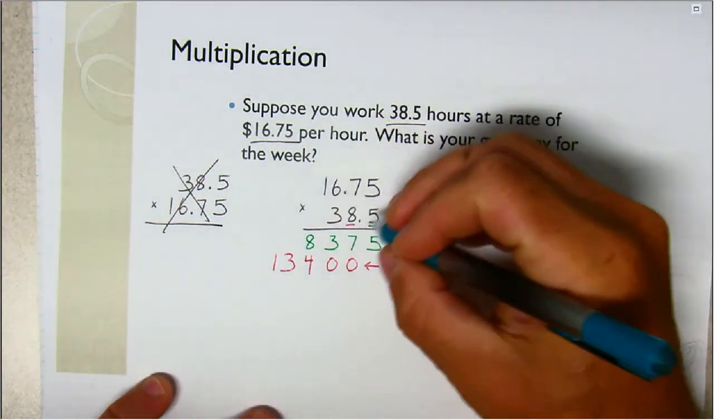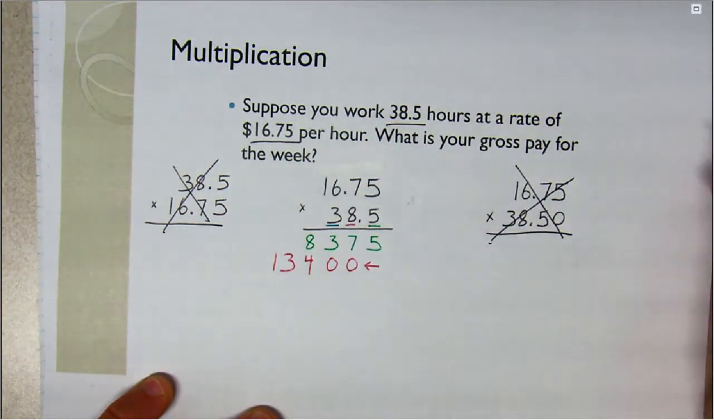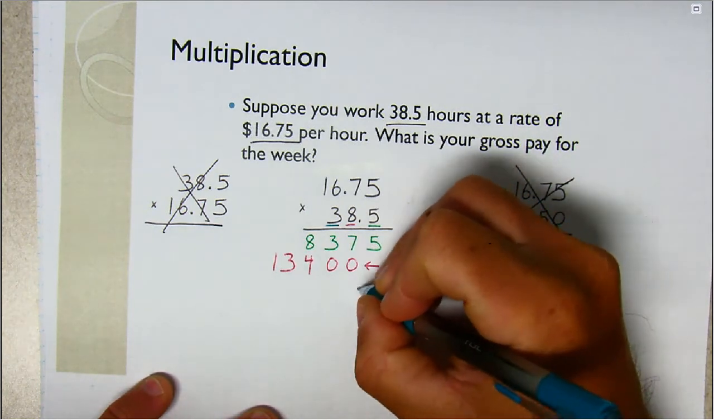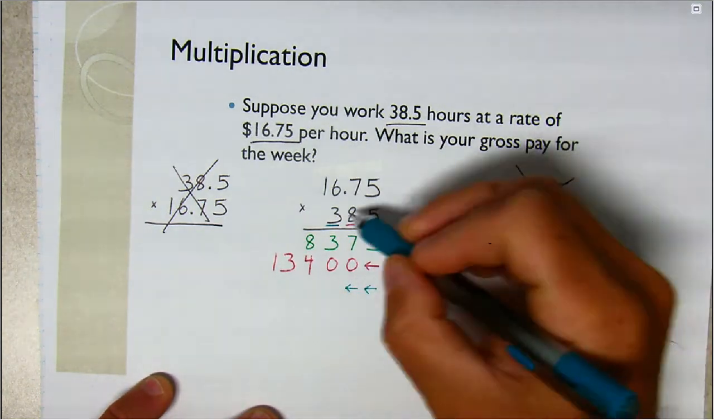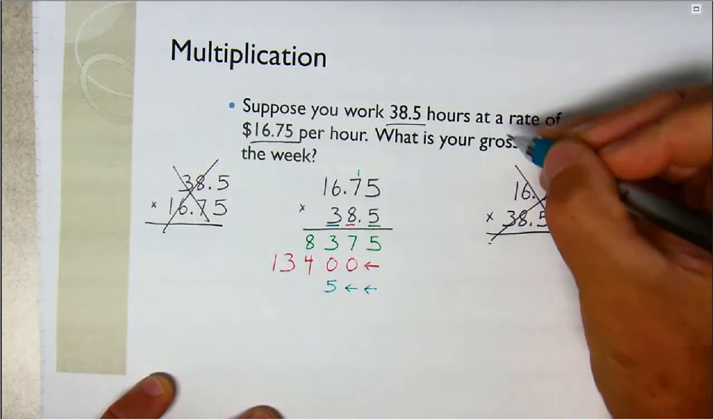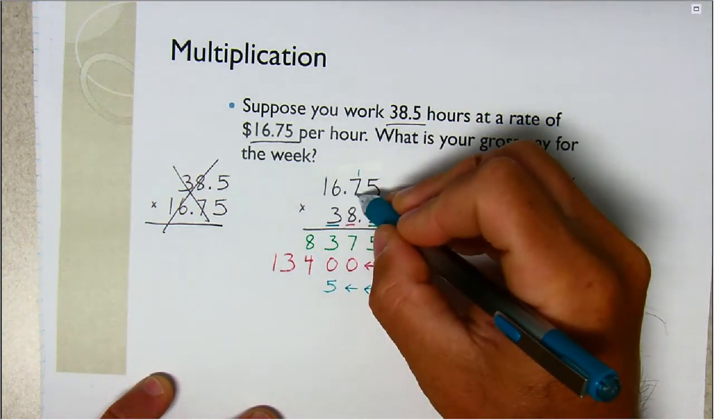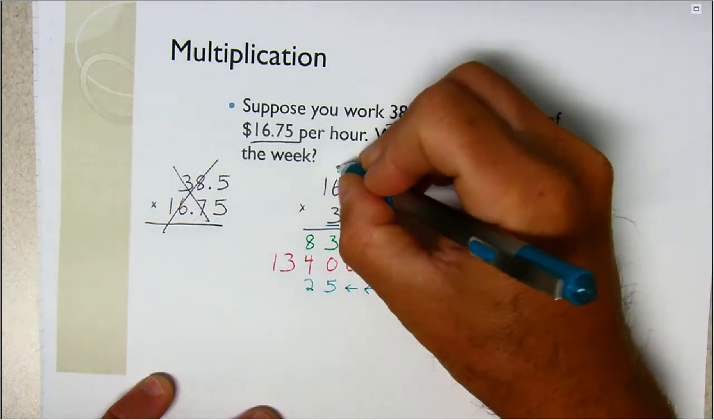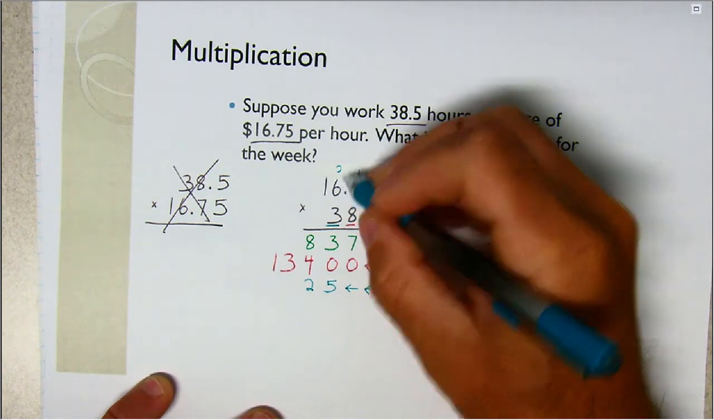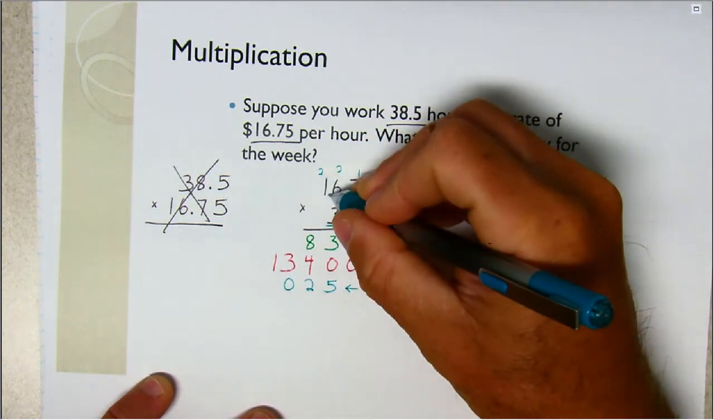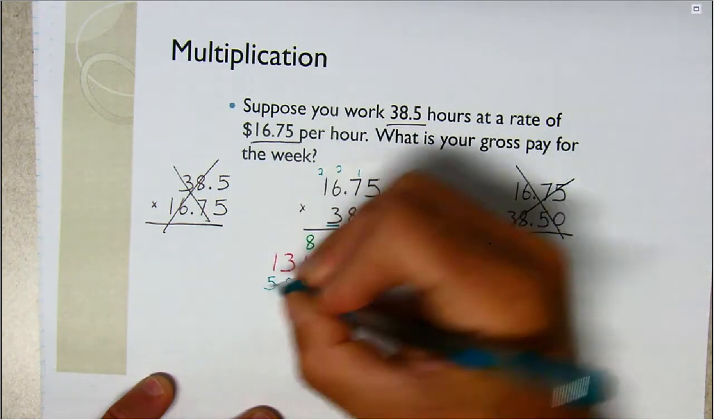Okay, now we'll multiply the 3 by everything in the top row, but since we've moved in 2 spots there, we want to move in 2 spots here. And so 3 times 5 is 15. We're going to carry that 1. 3 times 7 is 21, plus that 1 is 22. Carry the 2. 3 times 6 is 18, plus the 2 is 20, and we'll carry that 2. And 3 times 1 is 3, 4, 5.